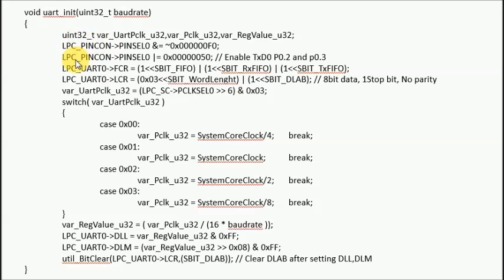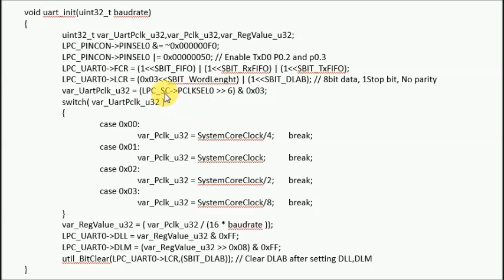Here I am selecting LPC_PINCON, that is going to control the pin control registers. Now here I am selecting 0, which means it is port 0. Here I am selecting UART 0. So here I am writing the particular bits to this FCR and LCR.